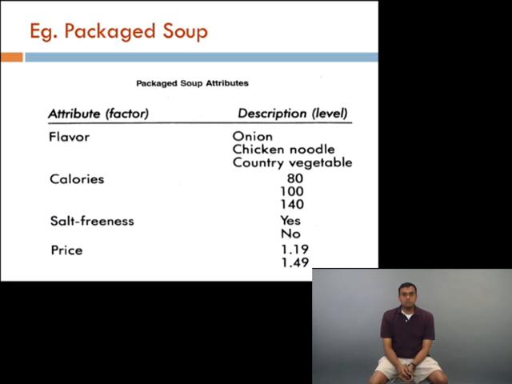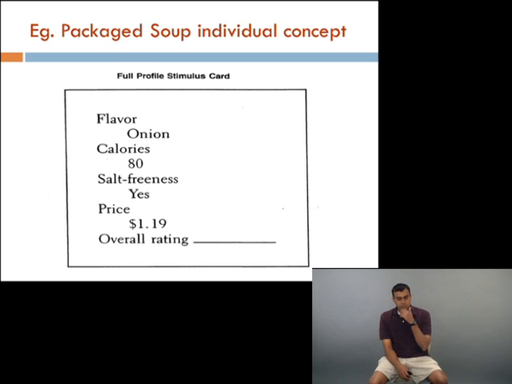Okay. So if I were to describe each of those concepts, I could show a concept similar to this and say, if you're thinking about a soup, let's say the flavor of the soup is onions, the calories are about 80 calories, it's salt-free, the price is $1.19, it's going to come in a regular Campbell soup can. What's your rating of this on a 1 to 9 scale? Meaning, how much do you like this? How much would you consider this if you're purchasing this? Okay, so that would be one example of a concept that you would show.